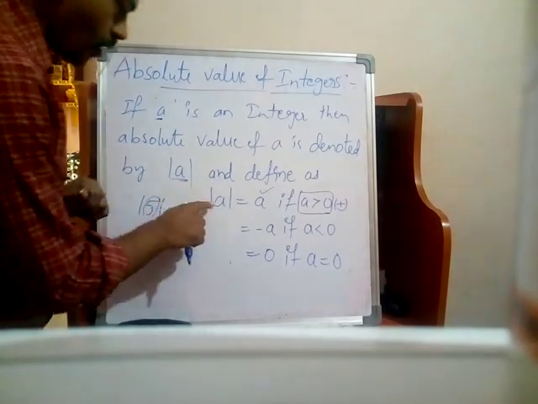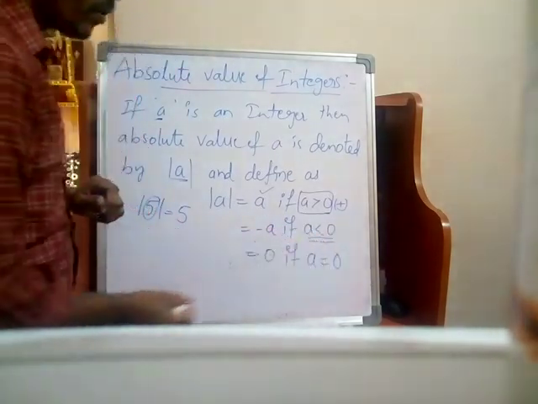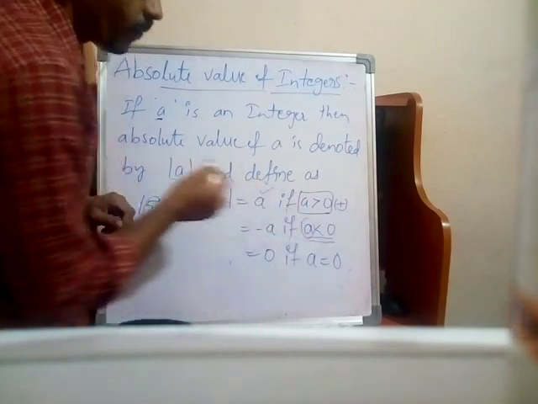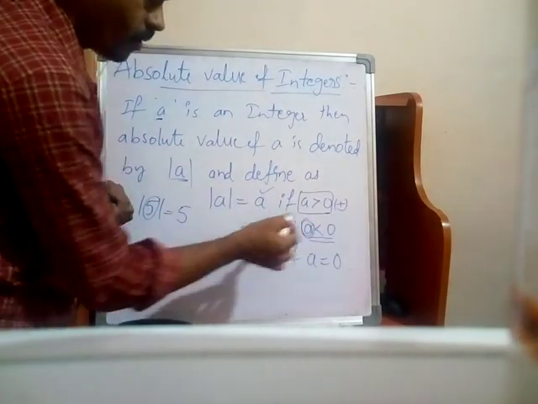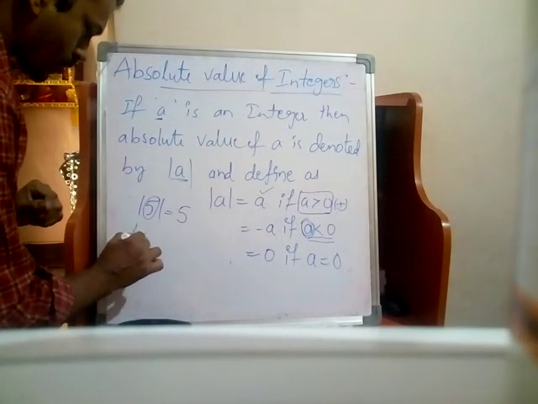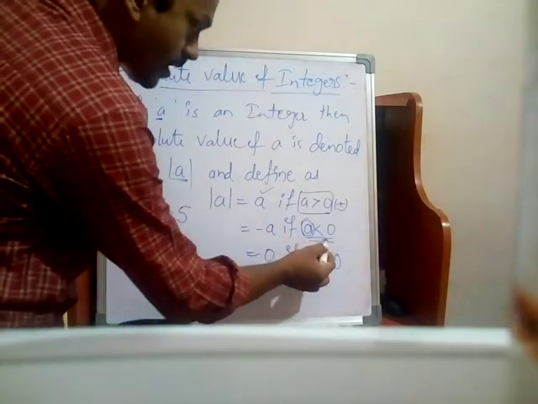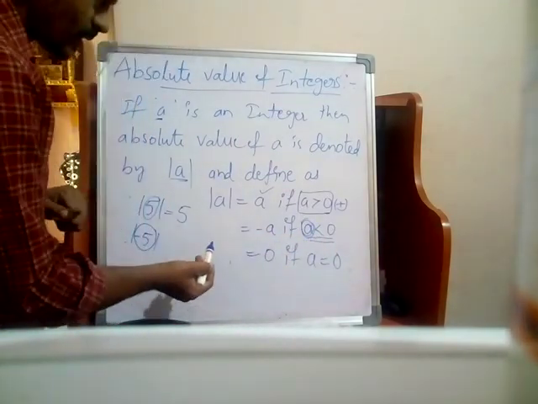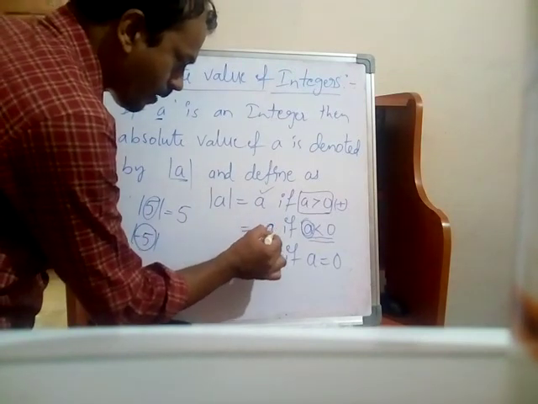Okay. So modulus of a is equal to minus a, if a is less than 0, means a value is negative, smaller than 0. If you take a is equal to negative value, the result is minus a. So see this, modulus of minus 5. So here a value is less than 0. So in this case, modulus of minus 5 is equal to minus a.